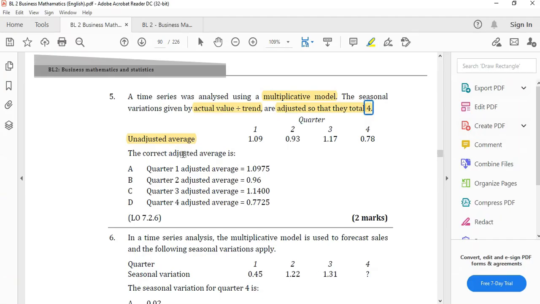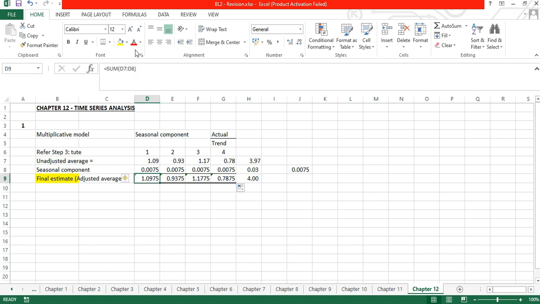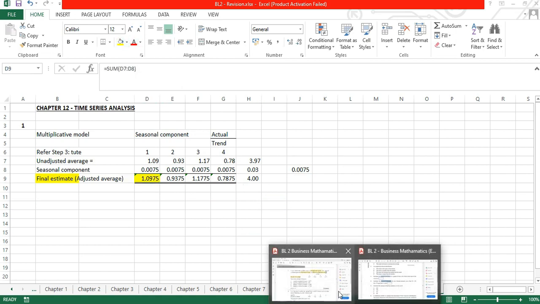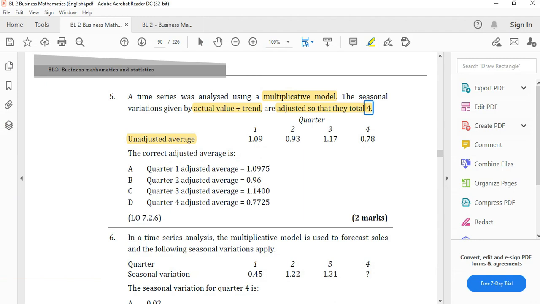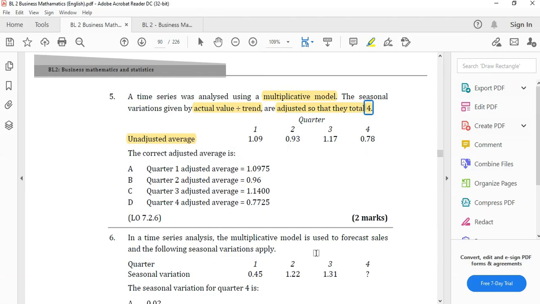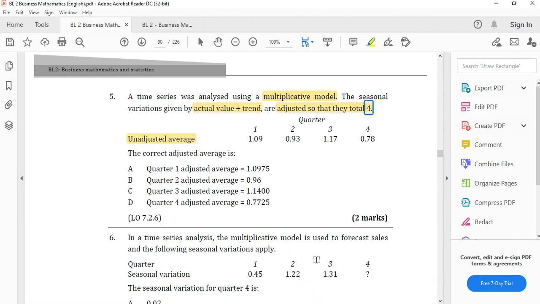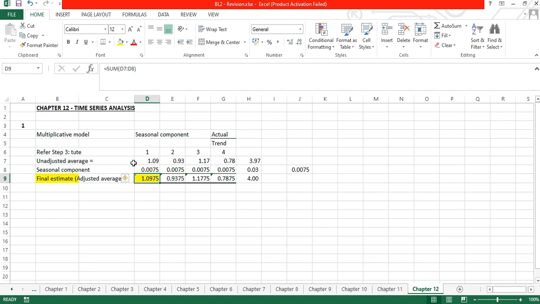Now, let's see the answer. They are saying the correct adjusted average for quarter 1 is 1.0975. Yes, that is correct. Quarter 2 is 0.96. No. Quarter 3, 1.14. No. Quarter 4, 0.77. No. So the answer is only A. This is how we work out the time series analysis.